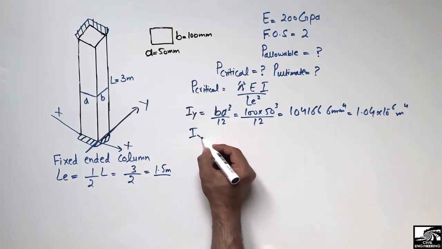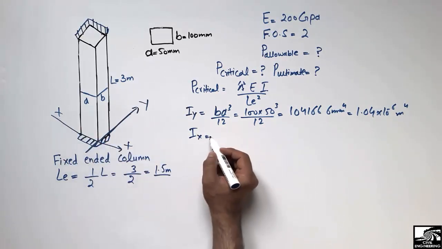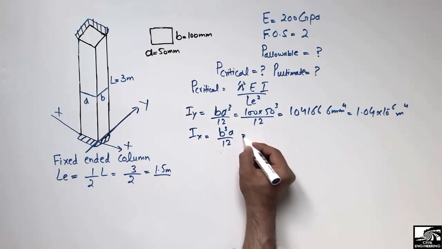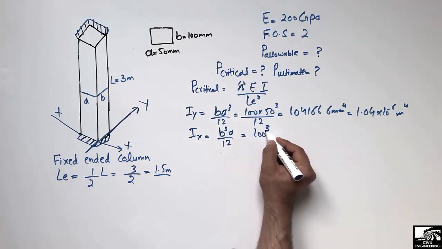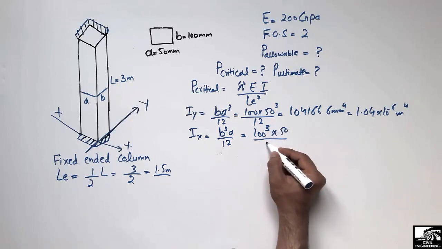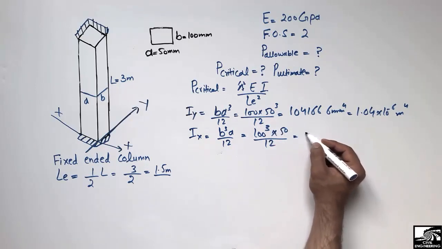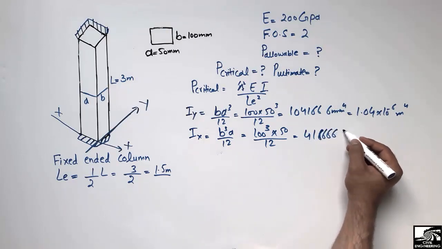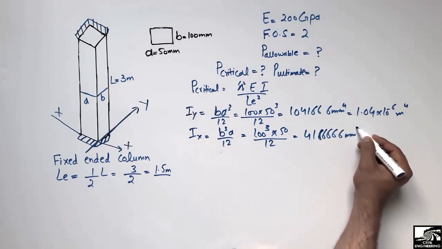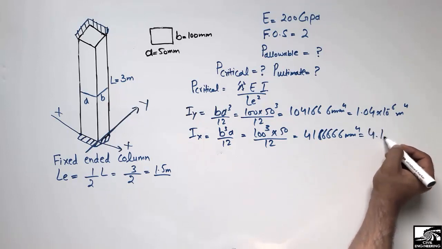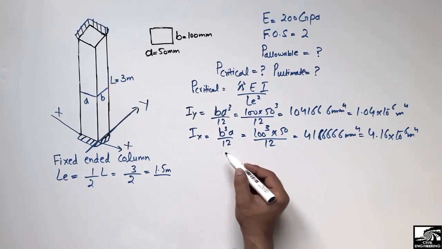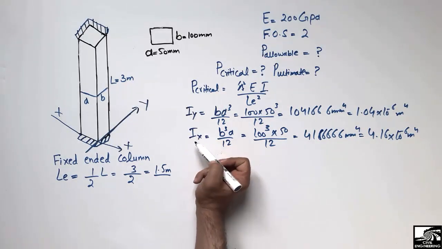Similarly, Ix, the moment of inertia along the x-axis, will be B cube into A divided by 12. So B is 100 cube multiplied by 50 divided by 12. We get a value in millimeter power 4, so we convert it into meter. So this is the moment of inertia along both axes.